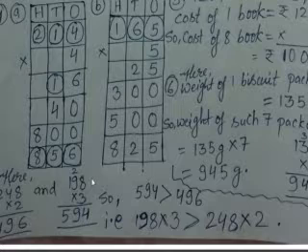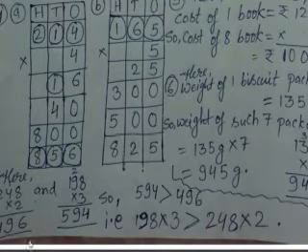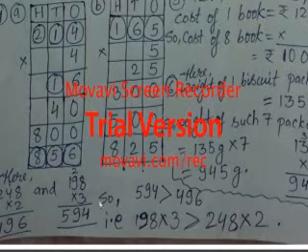And in 7 number it has been said to compare. So we had multiplied at first and then we saw which one is bigger. 594 is bigger, so I wrote 198 into 3 is bigger than 248 into 2.